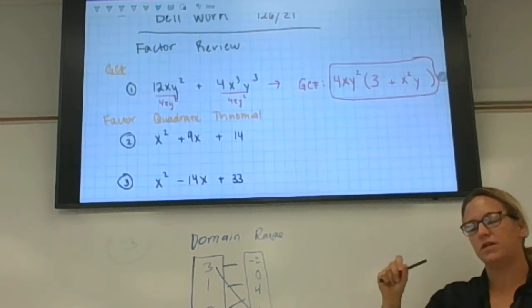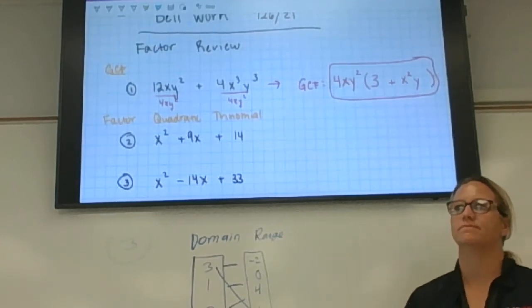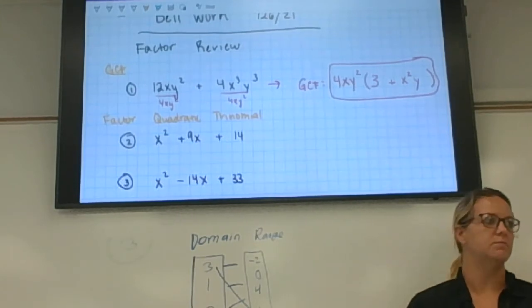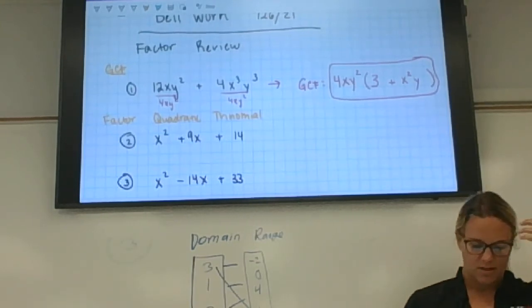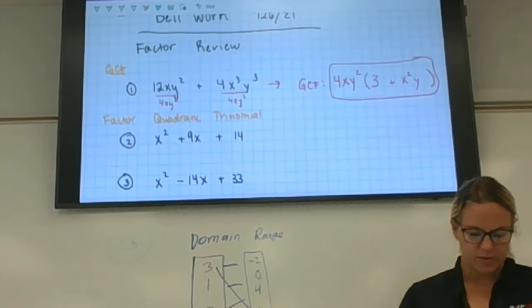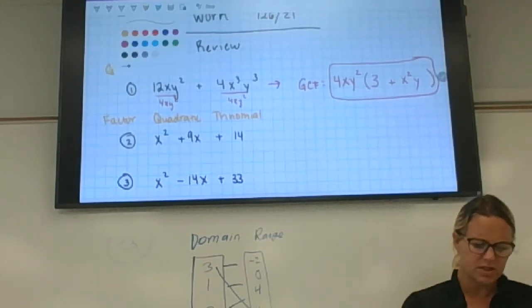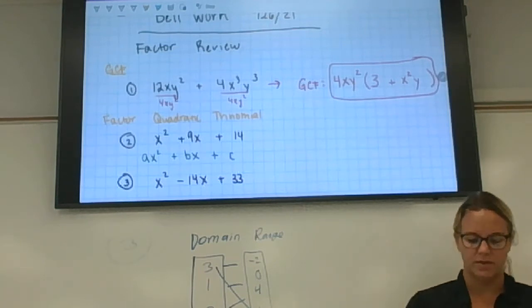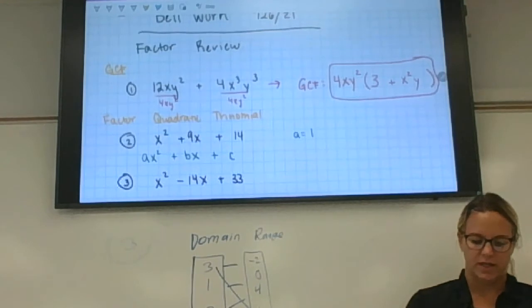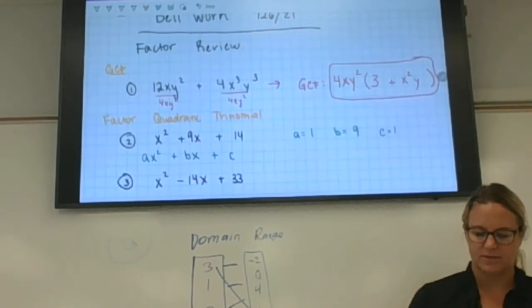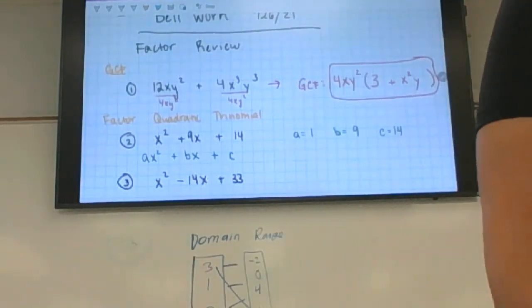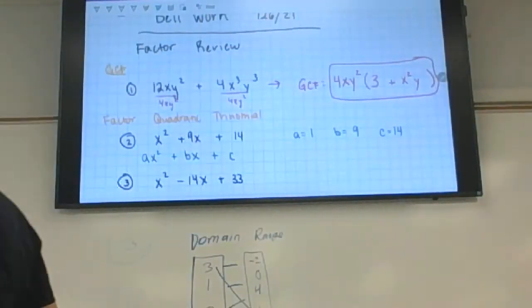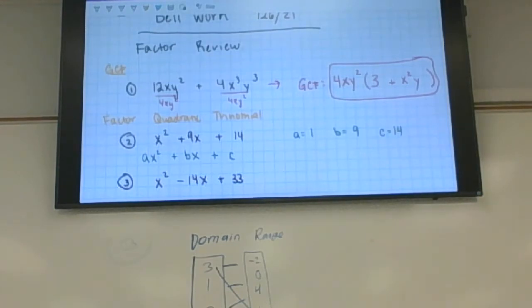So you might want to just flip to your notes. Must have been August, maybe 15th, around then. You can see some bell work and some notes on this. All right, so factoring these trinomials, we talked about it. I started by saying a quadratic is in the form of ax squared plus bx plus c. So we started by saying a equals 1, b here is 9, c is 14. And then we did a little table. There's a whole handout. You're looking for two numbers that multiply to c and add to b.